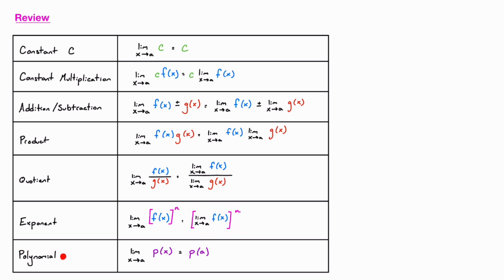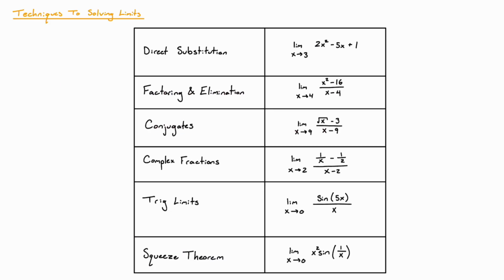And finally, the polynomial rule is that if we have the limit as x approaches a of a polynomial, then we can go ahead and plug in our value a that we're looking at into the polynomial, and that will be our limit. So today we are talking about the techniques to solving limits.